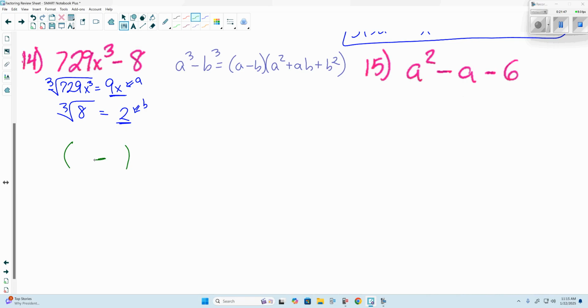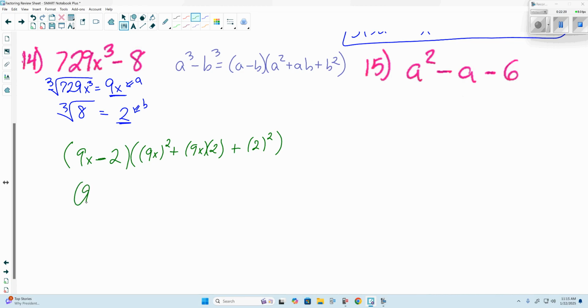So looking at the factored form, our first thing is A minus B. Well, what's A? 9x. What's B? 2. So the first set of parentheses is 9x minus 2. In the second set of parentheses, A is being squared, so we have A squared plus A times B, 9x times 2, so we're going to multiply those two together, plus B squared.